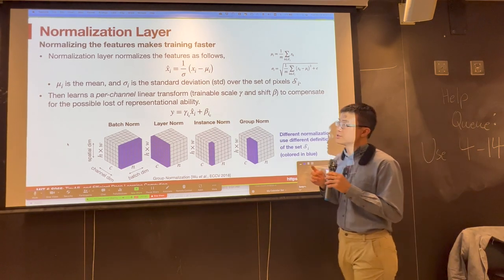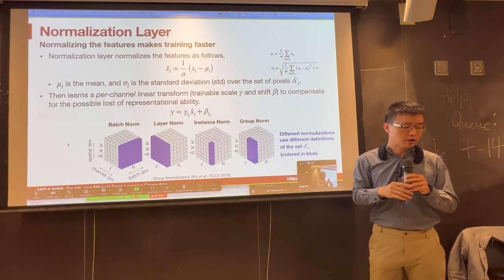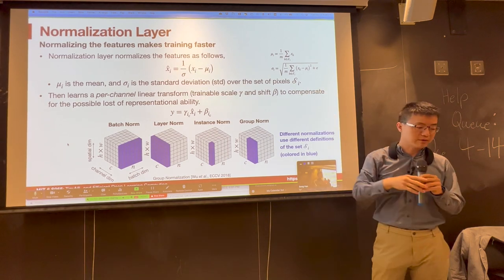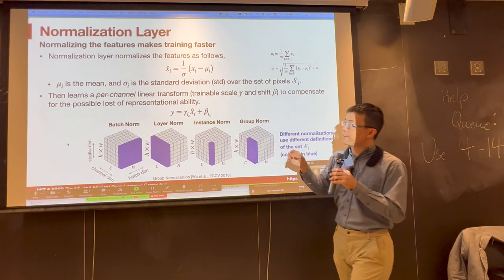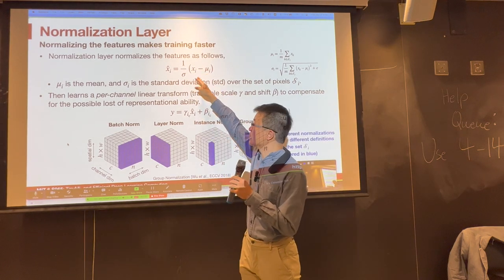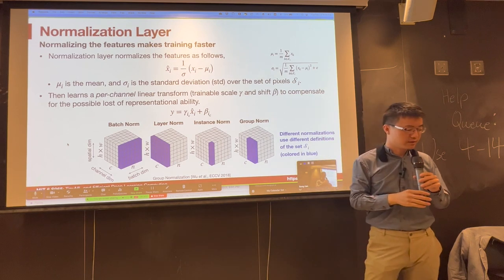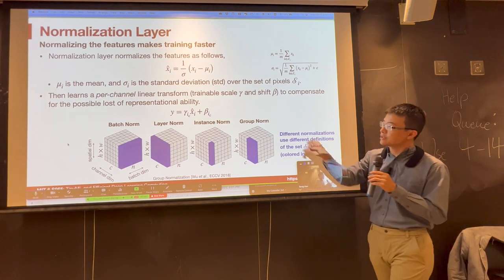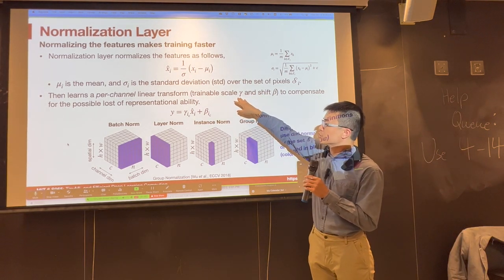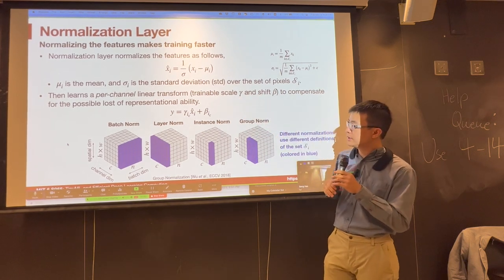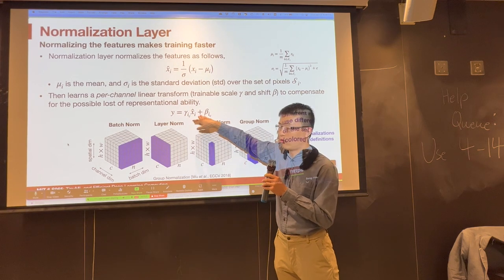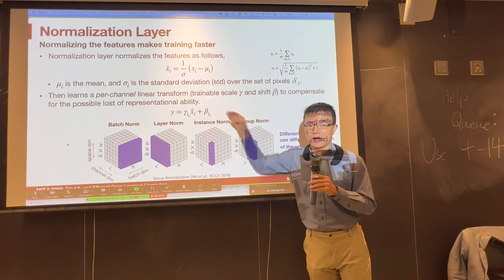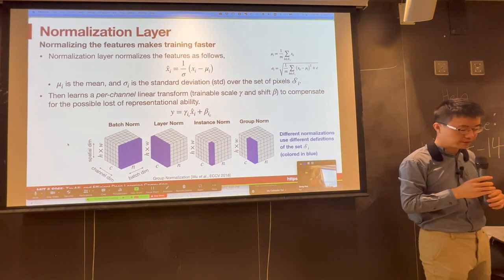Okay? So what is normalization? We just pick a region where we want to normalize. We calculate the mean of the pixels in this region, and we also calculate the variance within this region. Then we subtract the mean and divide by the variance. Then we learn a per channel linear transformation. We have two learnable parameters for each channel, the scale and also the shift. Then we transform the input feature map by multiplying it with the scale first, and then adding the bias in a per channel manner.